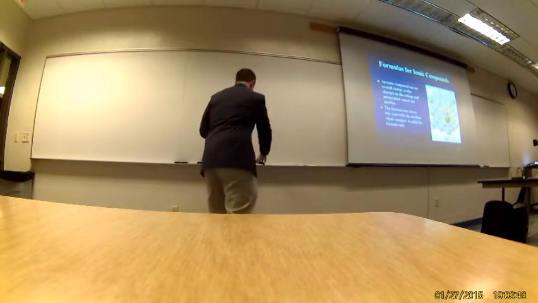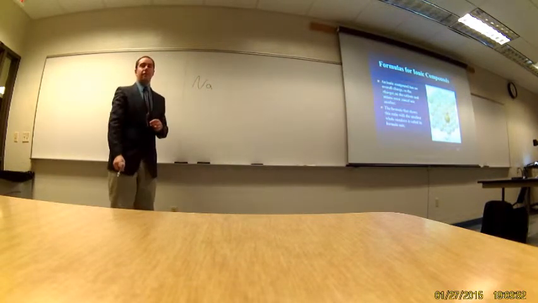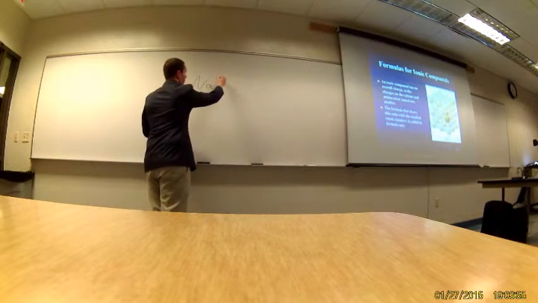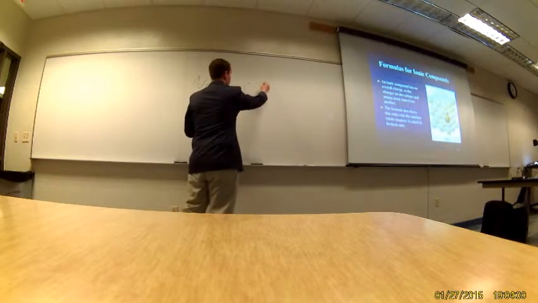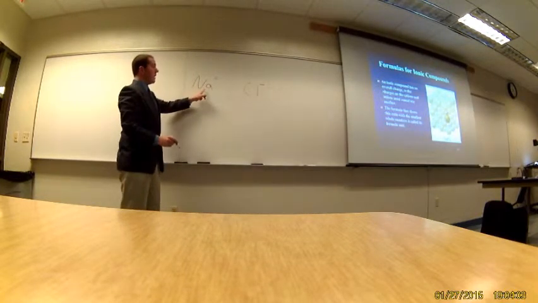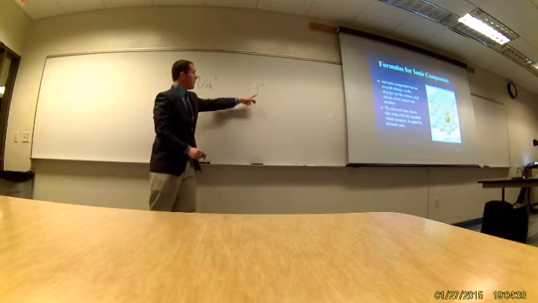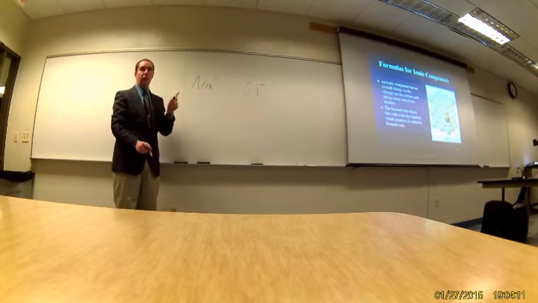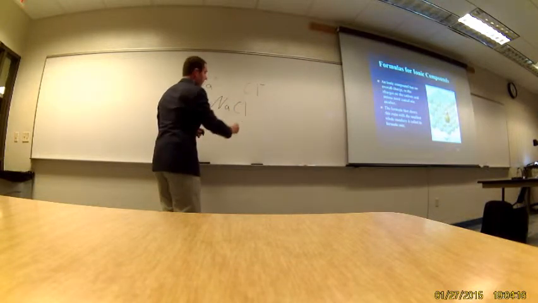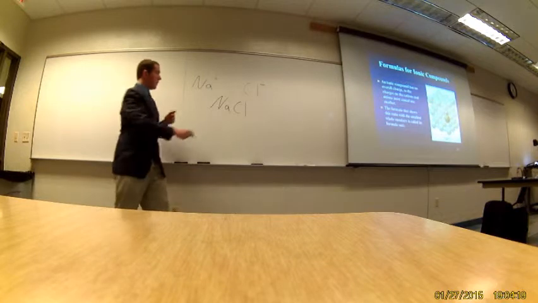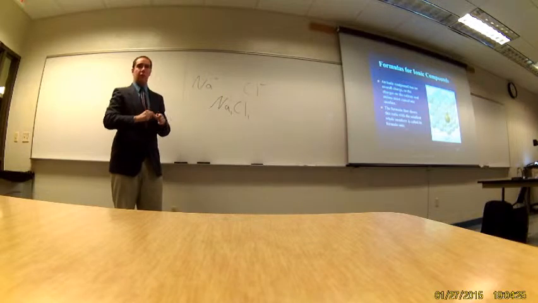So if I write sodium, what is the charge on sodium? And I write chloride. What's the charge on chloride? -1. How many sodiums do I need to cancel out that chloride? One. How many chlorides do I need to cancel out that sodium? One. So I only need one of each. So I can write NaCl. When I write NaCl, these ones are implied. You don't write those ones.